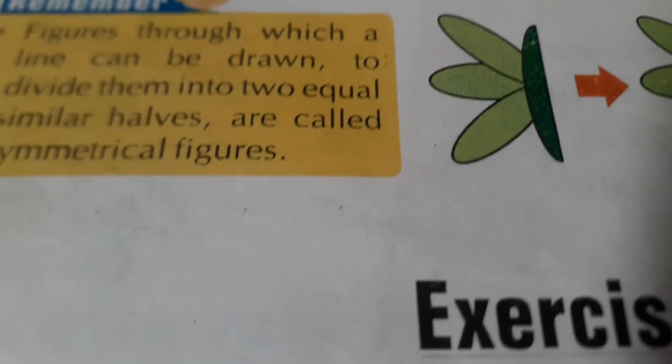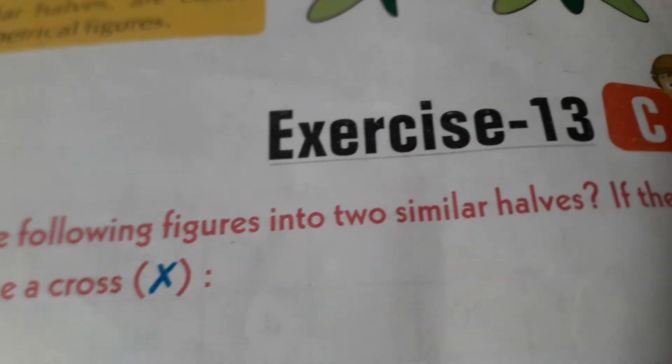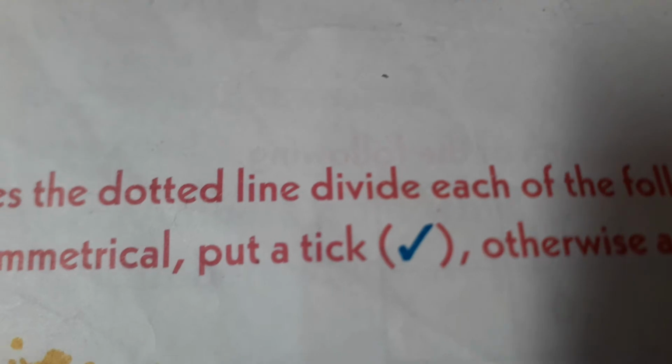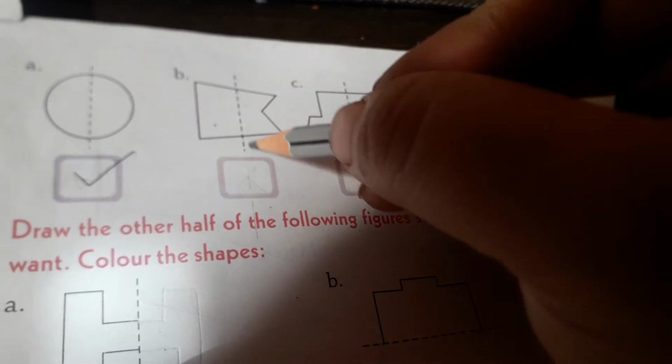Now let us see exercise 13C. Which of the dotted lines divide each of the following figures into two similar halves? If the figure is symmetrical, put a tick. Otherwise, put a cross. Now see this circle. You can divide this circle into two parts. So this is a symmetrical figure. By this line you cannot divide it into two parts. So this is not a symmetrical figure.